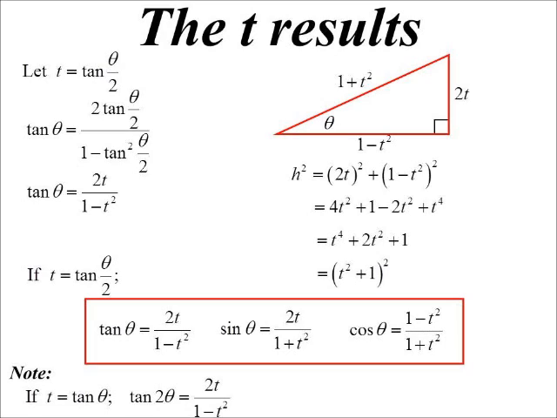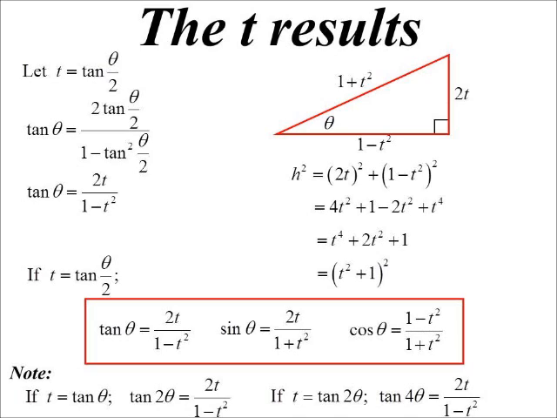Note, if t happens to be tan theta, then tan 2 theta is 2t on 1 minus t squared. And if t is tan 2 theta, then tan 4 theta, double the angle, is 2t on 1 minus t squared, and so on and so on and so on. But in the vast majority of cases we use tan theta on 2.